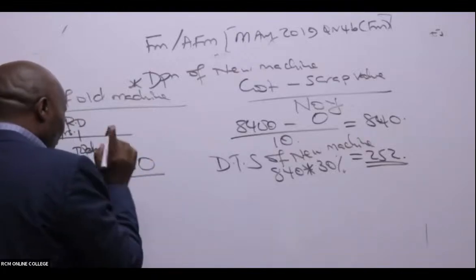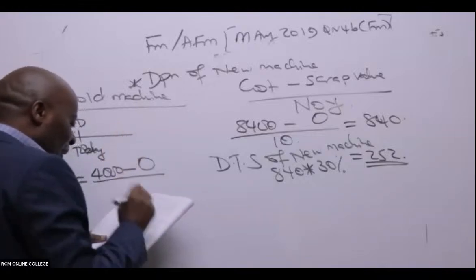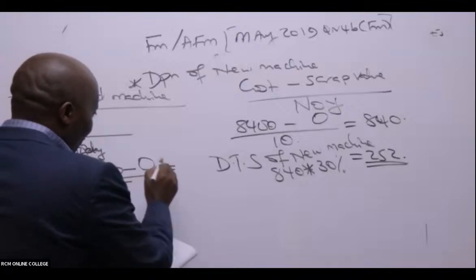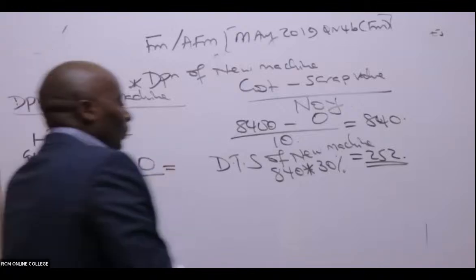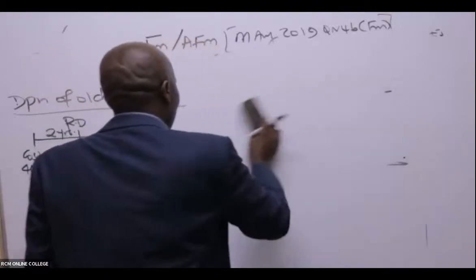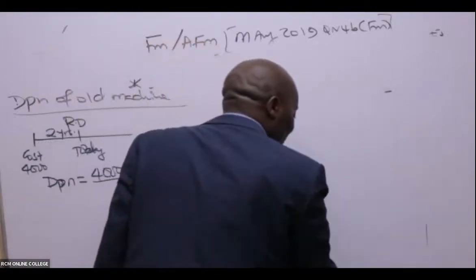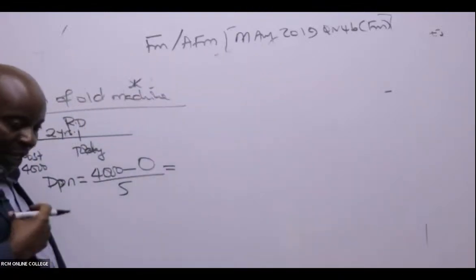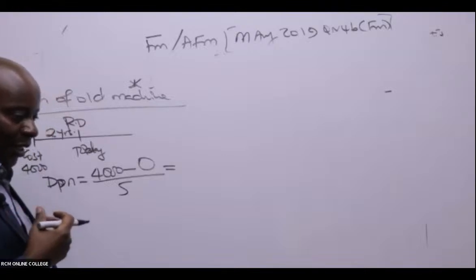Divided by the number of years, which the initial period was 5 years. Are you able to give me this depreciation per annum? Depreciation per annum, 800.